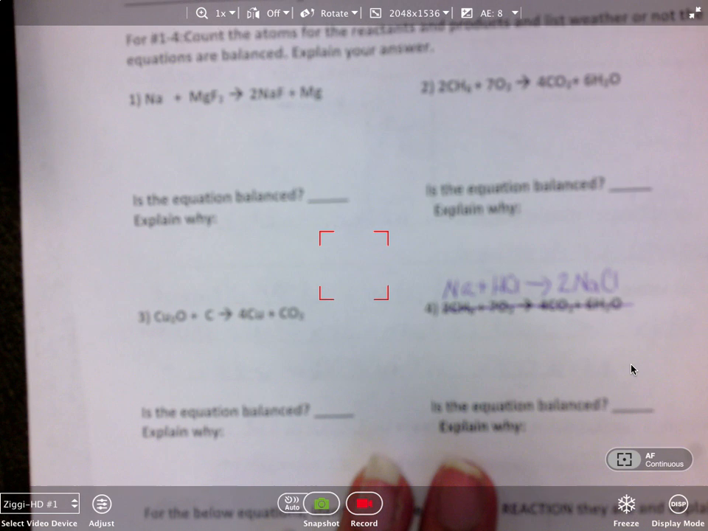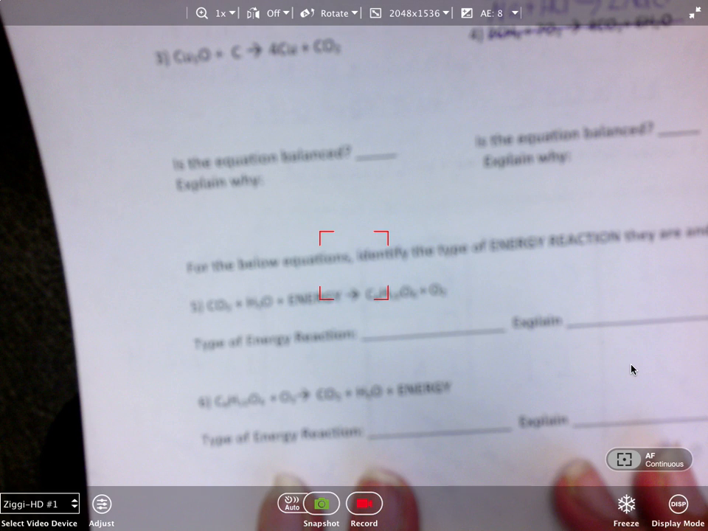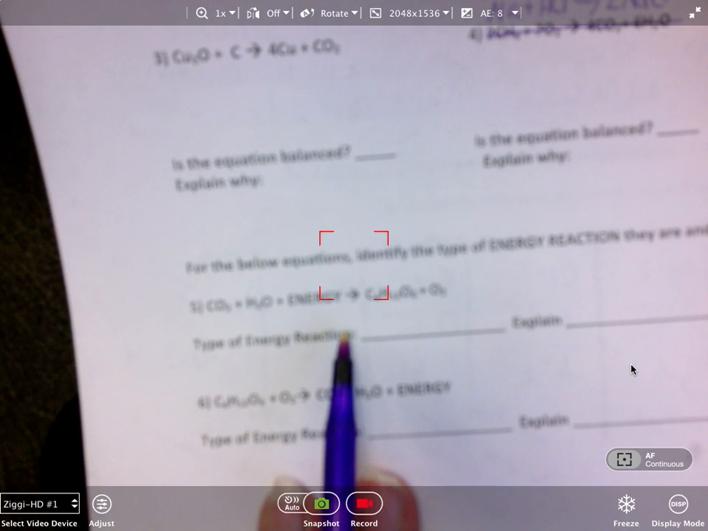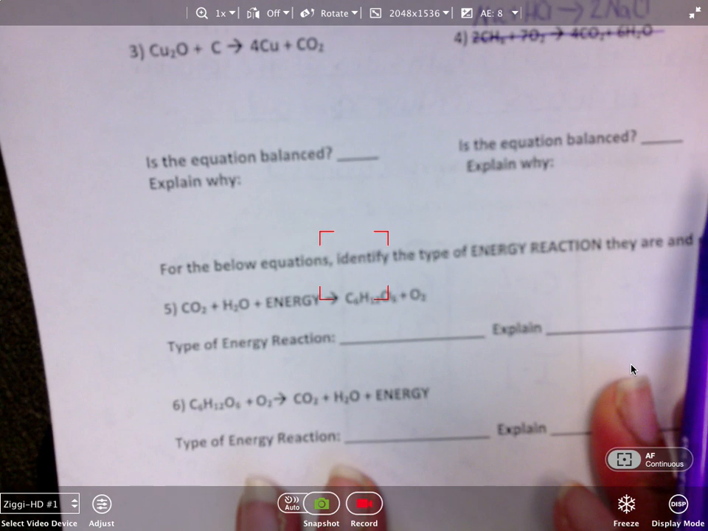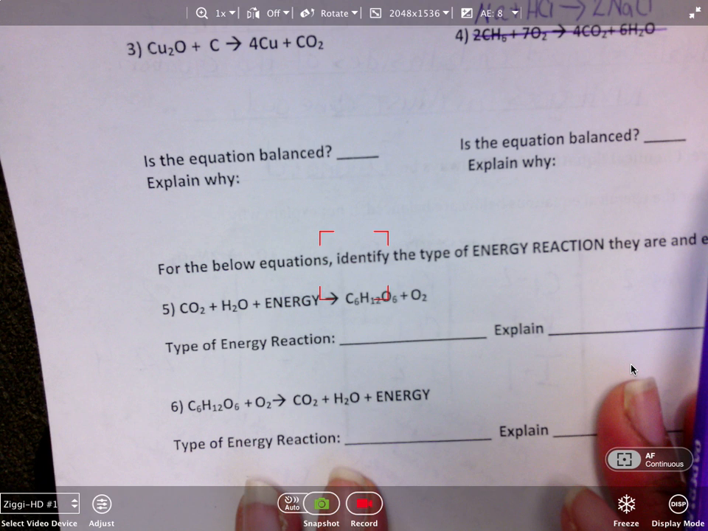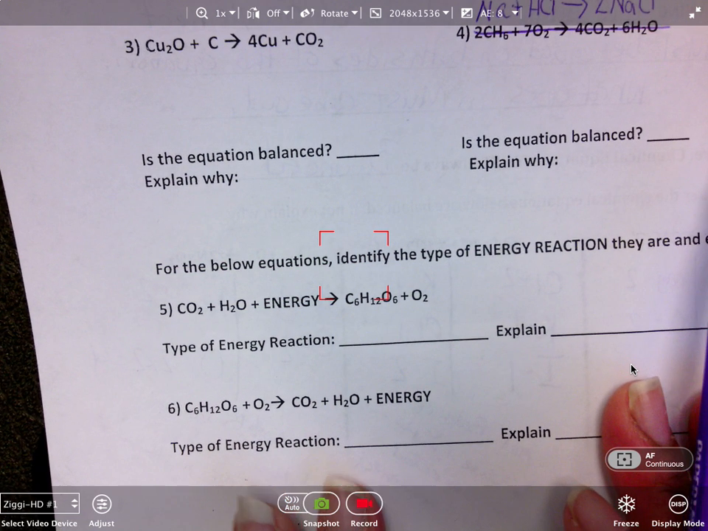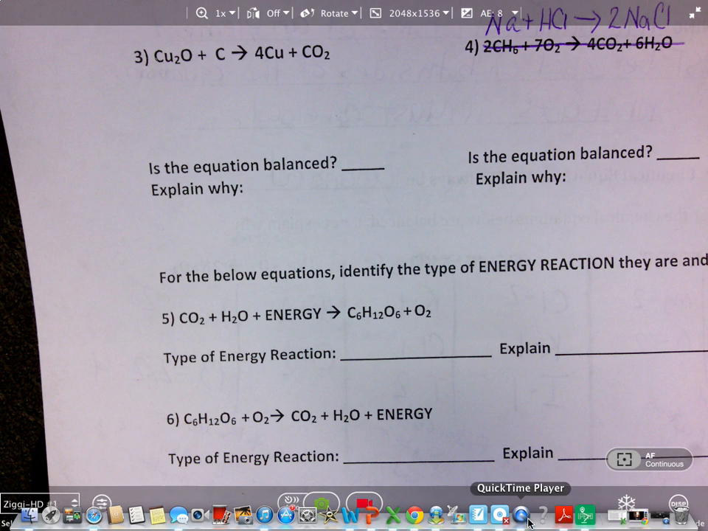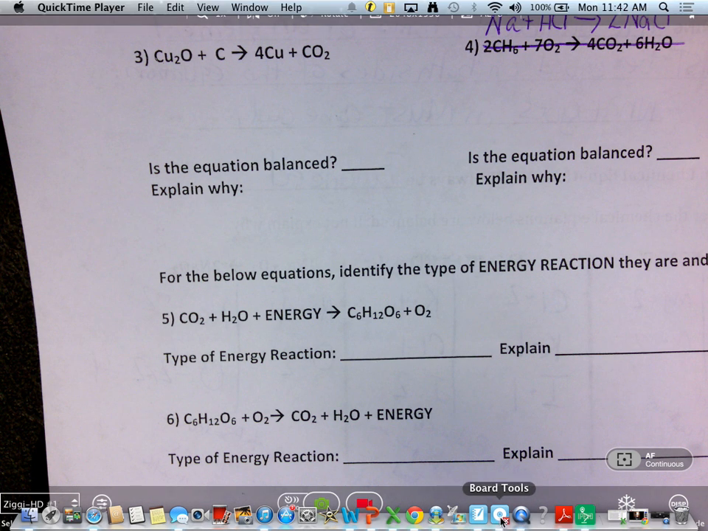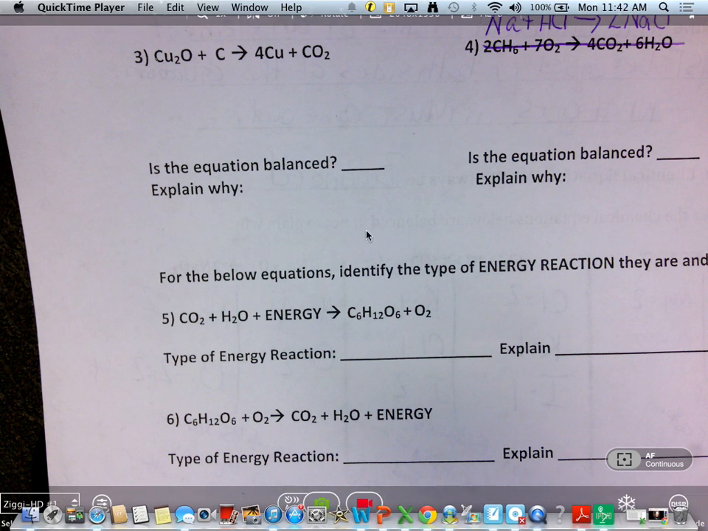On the bottom, you are going to identify the type of energy reaction, and then you're going to explain why it's that type of energy reaction. Any questions? Okay. Then this concludes the lesson.